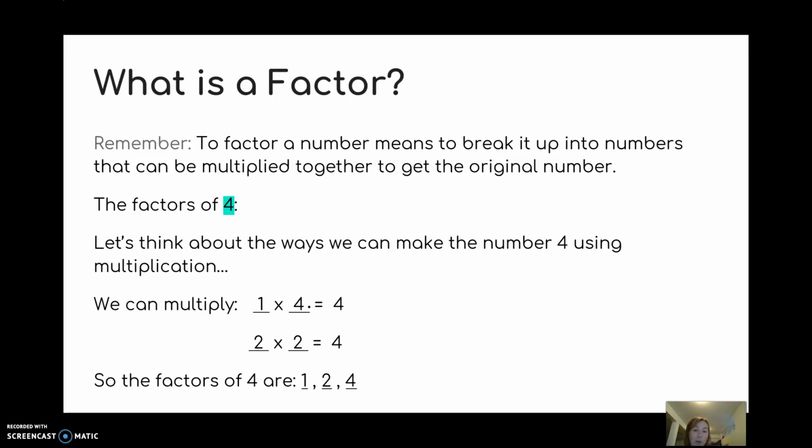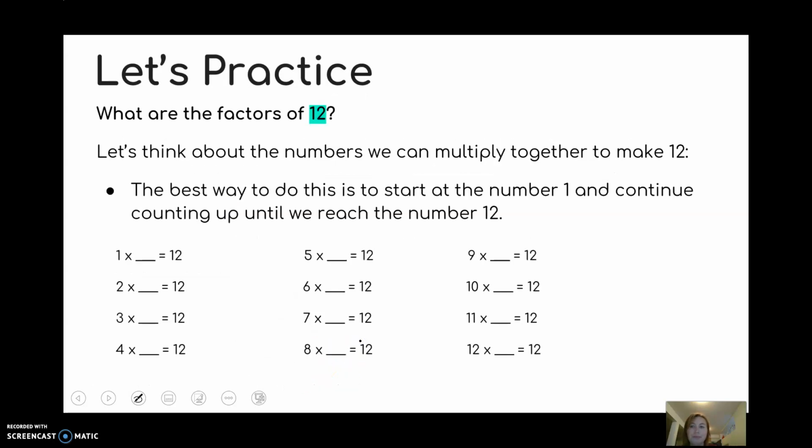Well, I know that 1 times 4 equals 4. And I also know that 2 times 2 equals 4. There are no other numbers that I can multiply together to get 4. So the factors of 4 are 1, 2, and 4. So let's practice. This asks, what are the factors of 12?